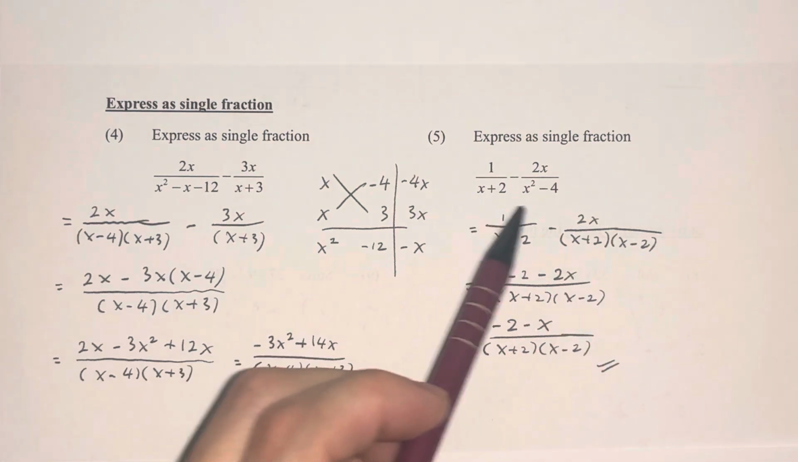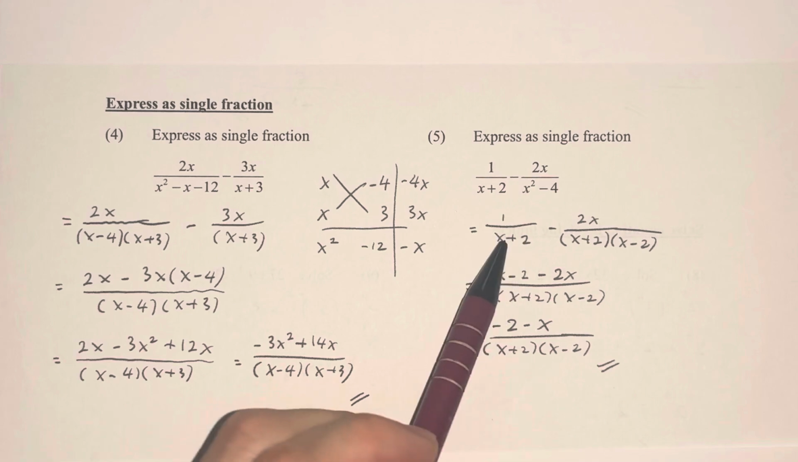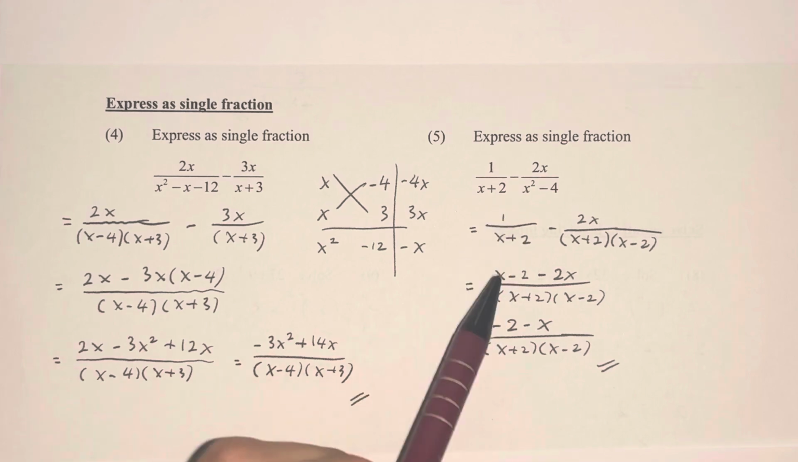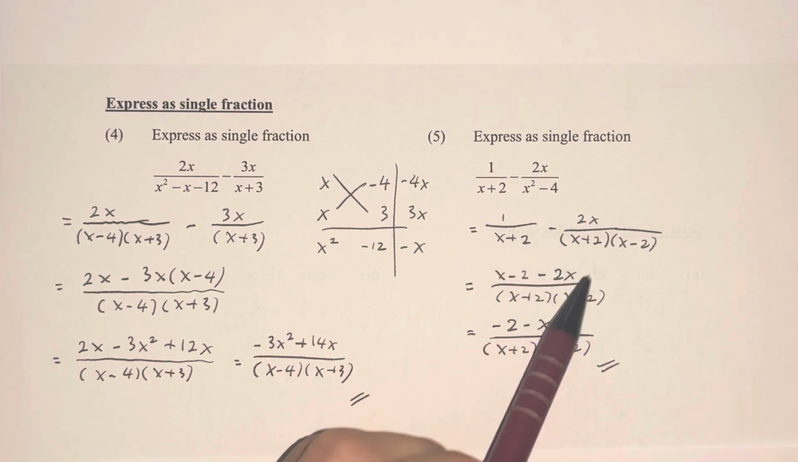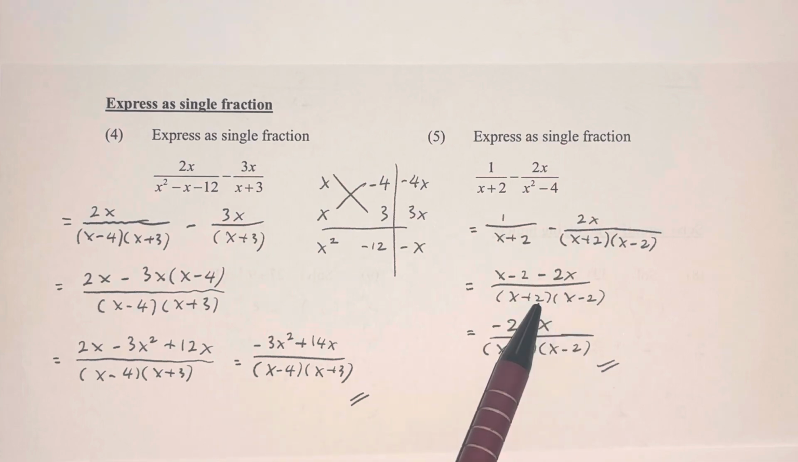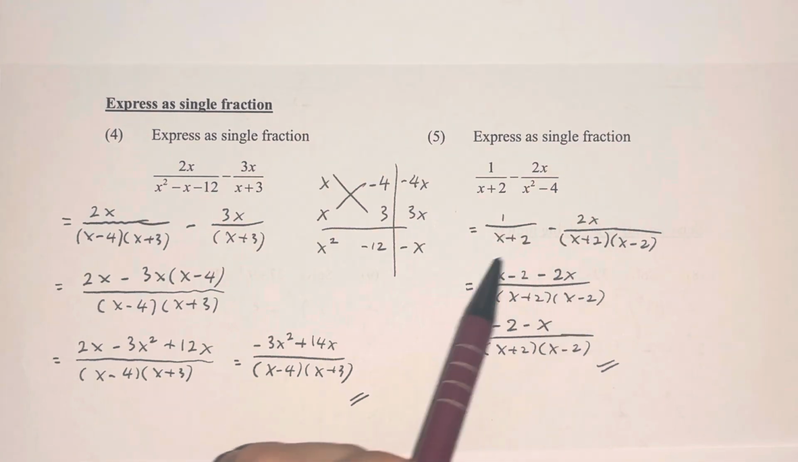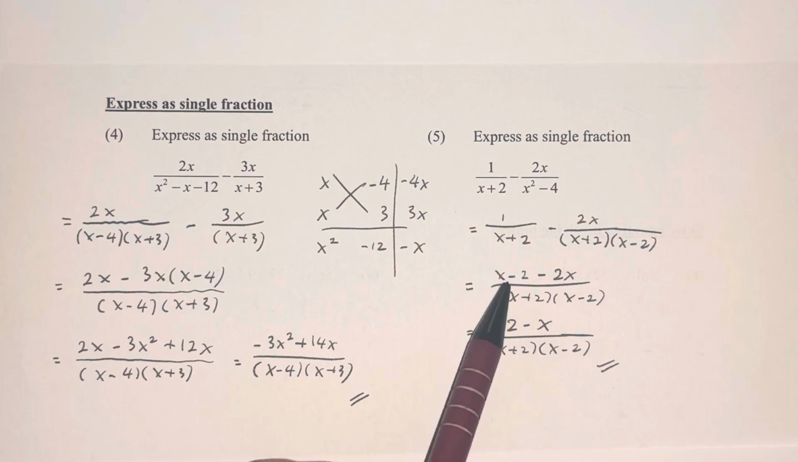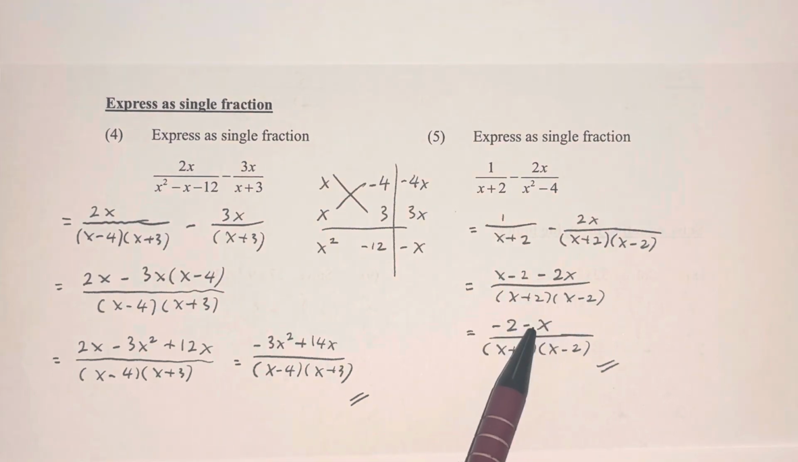So what we do is times x minus 2, times x minus 2. So we are at here. So this one times x minus 2 here, minus 2x, denominator becomes like this. And then I'm just simplifying the numerator. So there'll be minus 2, then x minus 2x. So that's like that. So that's how you do it.